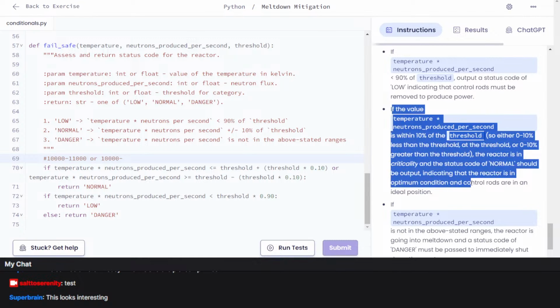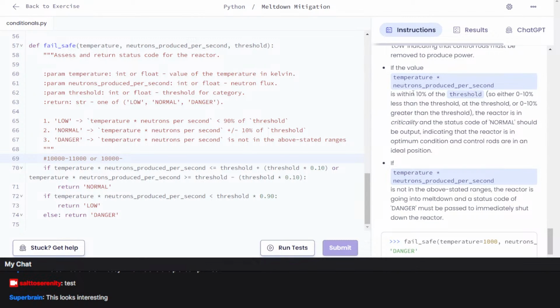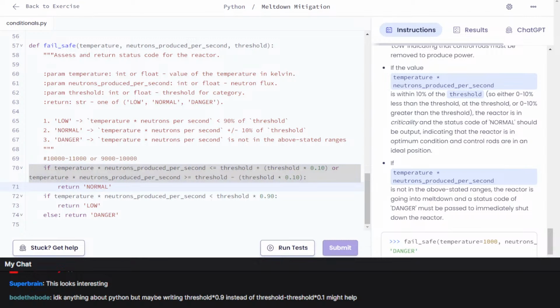But this is wrong, so I did it wrong. Temperature times neutron stars, and then it has to be within 10% of the threshold. So either 0 to 10% less, or 0 to 10% greater. Oh wait, I think I knew it. Well, we know for this one, it's either 9,000 for the test case, so that I can make sure it works. 9,000 to 10,000, which is not what I asked. So I need to change this.